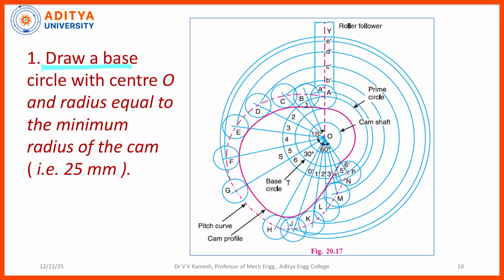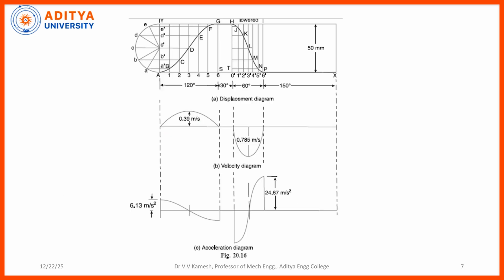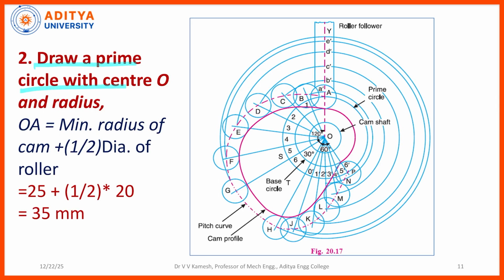Draw a base circle with center O, and radius equal to the minimum radius of the cam, 25 mm. It is given that the minimum radius is 25 mm. On the camshaft, draw the base circle. Then draw a prime circle with center O and radius OA, which should be the minimum radius of the cam plus half of the diameter of the roller. Here the diameter of the roller is given as 20, so the radius of the roller is to be added to 25.